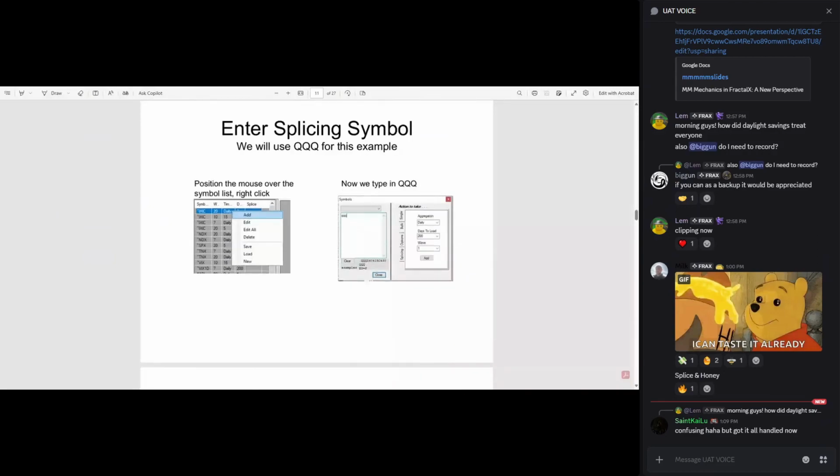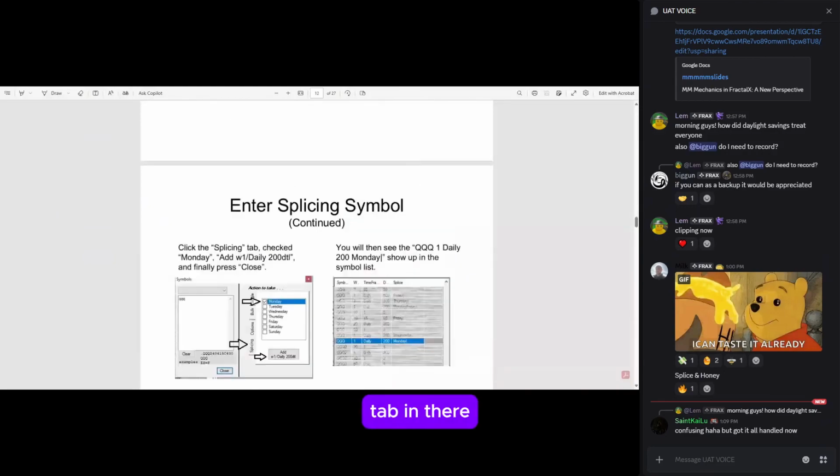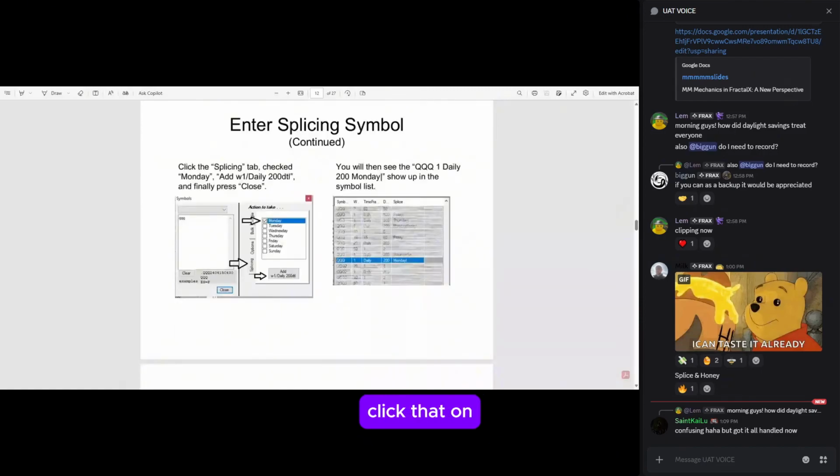Now, there's a little tab in there, splicing. So you want to do QQQ, wave 1 daily, splice on Monday. So click that on, and then you want to click the button, add wave 1 daily 200 DTL. And what that will do is, in the symbol list, after you hit the close button, you're going to see QQQ wave 1 daily 200. And what that means is it's tracking close to close to close, because the vector in the system is always going off the last price.